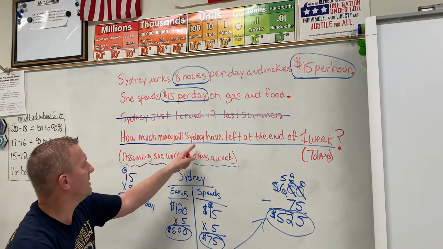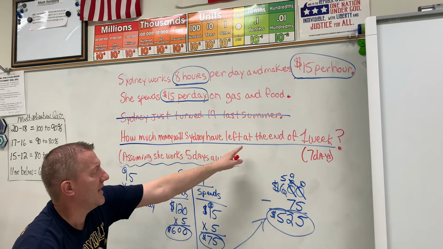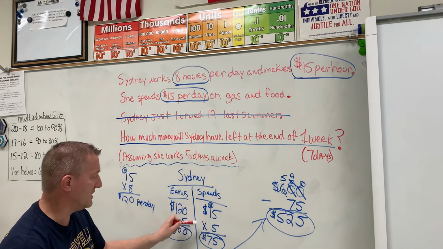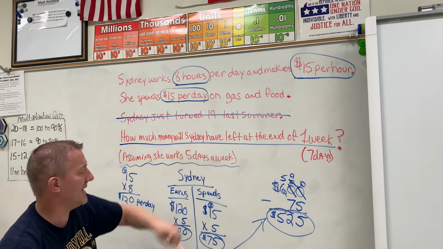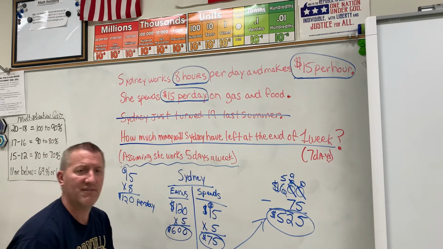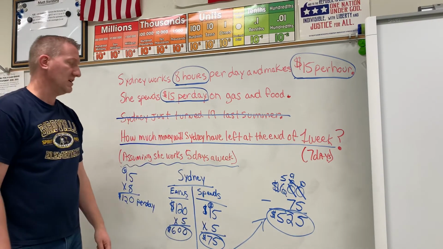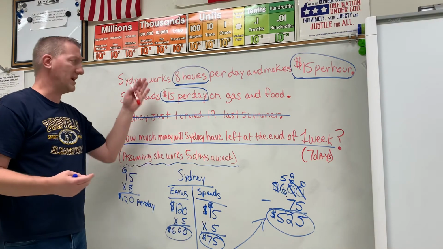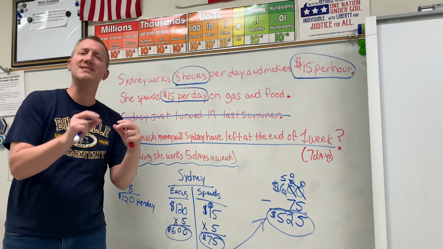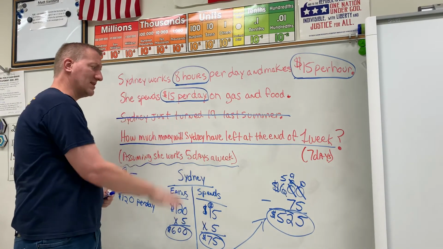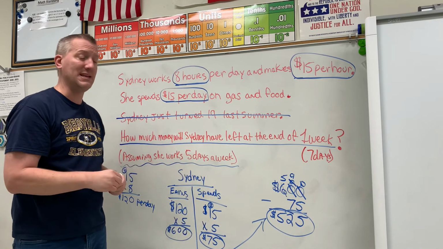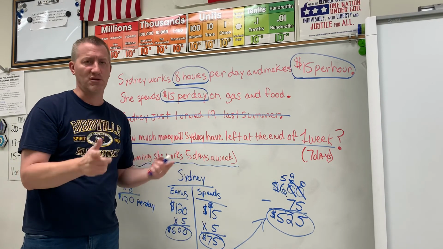It says, how much money will Sydney have at the end of 1 week? Well, she earned $600, but she spent $75 on gas and food. So what she's gonna have left is $525, okay? And guys, that's how you break down a word problem. That's how you solve it. You take it piece by piece. Don't try to look at the whole word problem and solve it instantly. You have to take it piece by piece. And if you need to draw a picture, draw a picture.